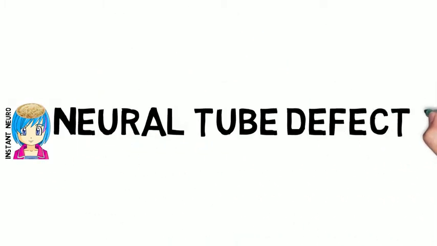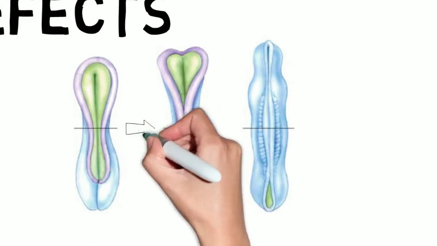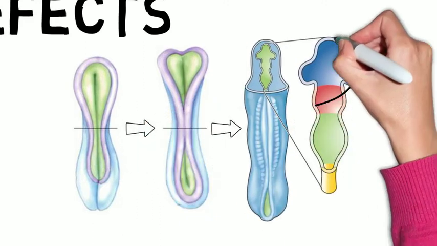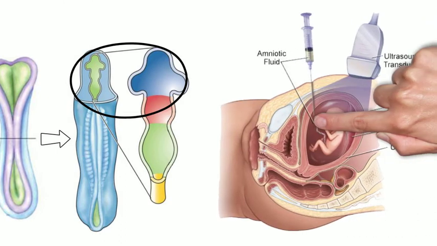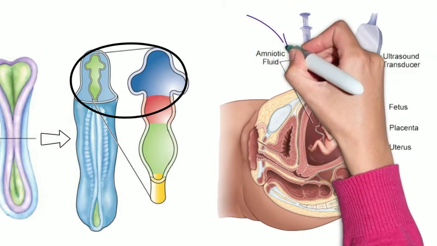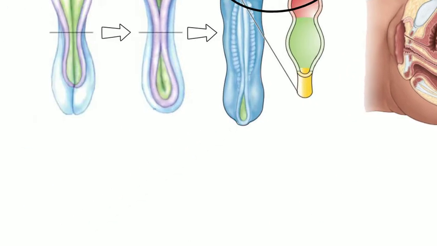Instant Neuro! Neural tube defects may occur when the neural tube fails to appropriately close, or when the cerebral hemispheres fail to separate. Neural tube defects may be detected prenatally by examination of amniotic fluid or ultrasound.